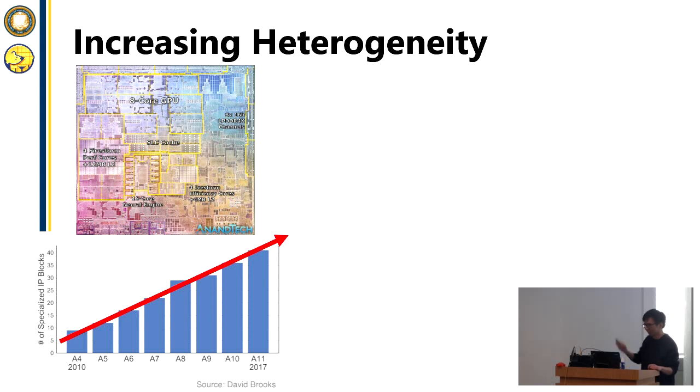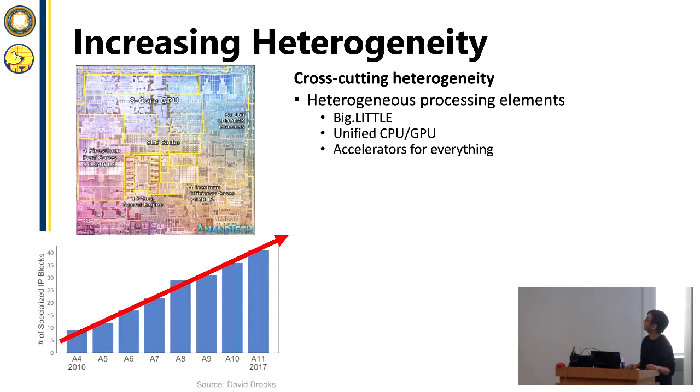Here you see a die shot of the Apple M1, and on the bottom right, you can see the increasing trend of the number of unique specialized accelerators or IP blocks that are going into various generations of Apple's mobile SoCs. And so this heterogeneity extends across all the areas of the SoC. Of course, the processing elements are getting more and more heterogeneous, more and more specialized.